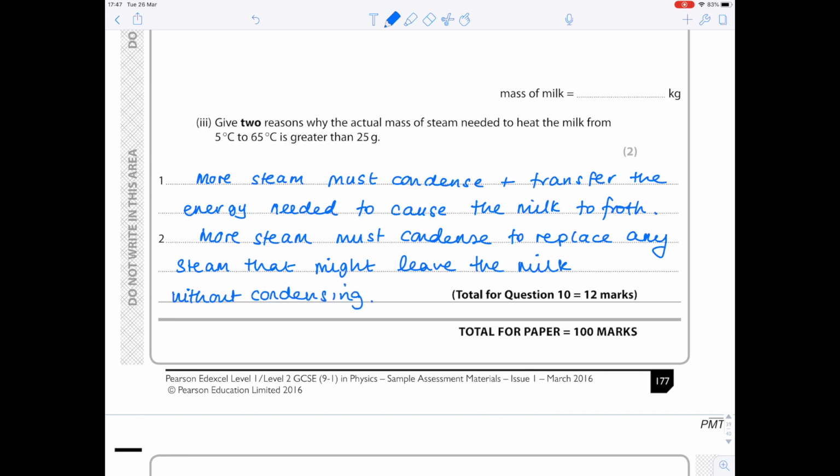And that paper is finally done. Pretty horrible, not going to lie. Those calculations, I can't believe how many different equations you're going to have to use. Please make sure you've learnt all the essential equations and know the standard SI unit.